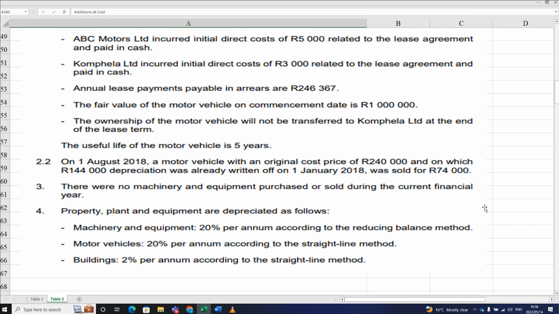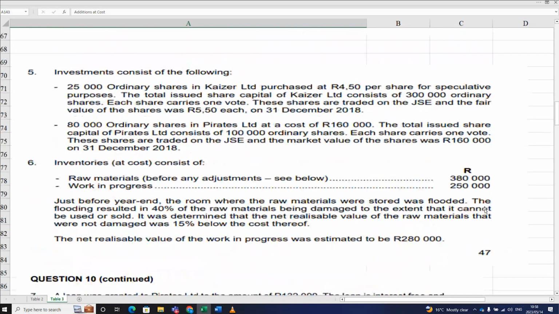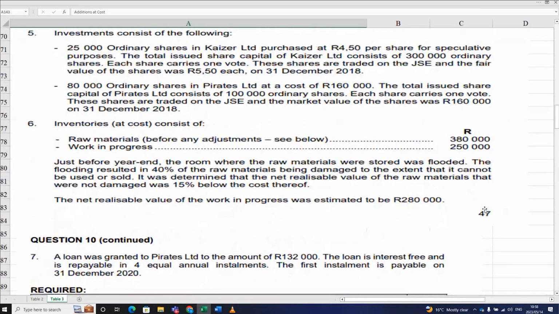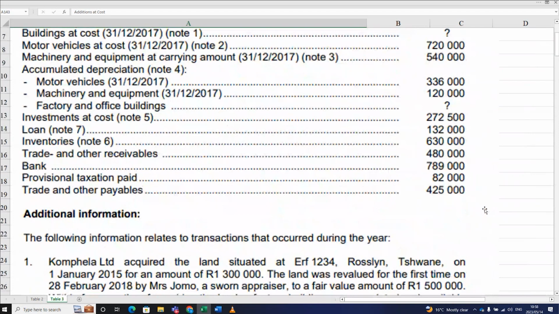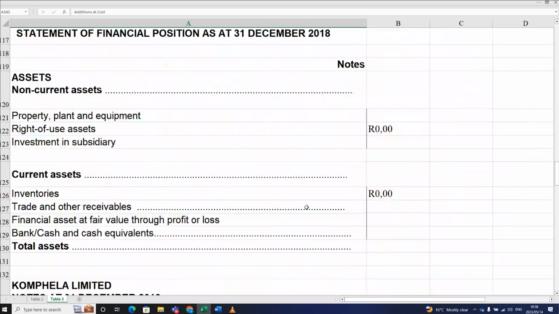So here in this question, I can already get going with, for example, trade and other receivables. I know that trade and other receivables has no note to it. There was nothing mentioned here at the bottom. I can take it straight to my statement of financial position over here. So trade and other receivables, 480,000.